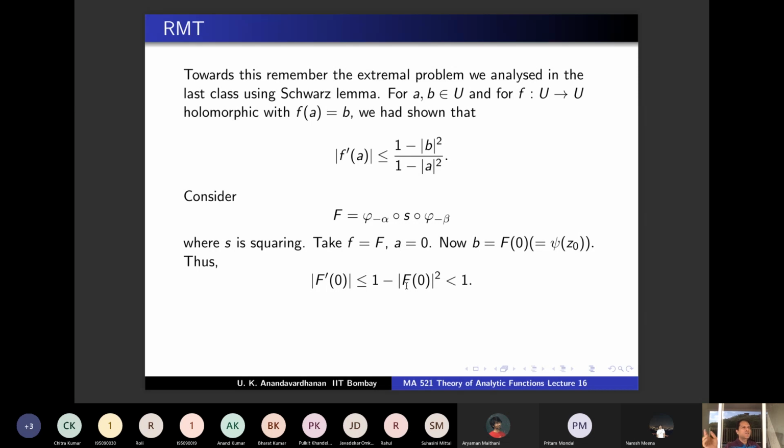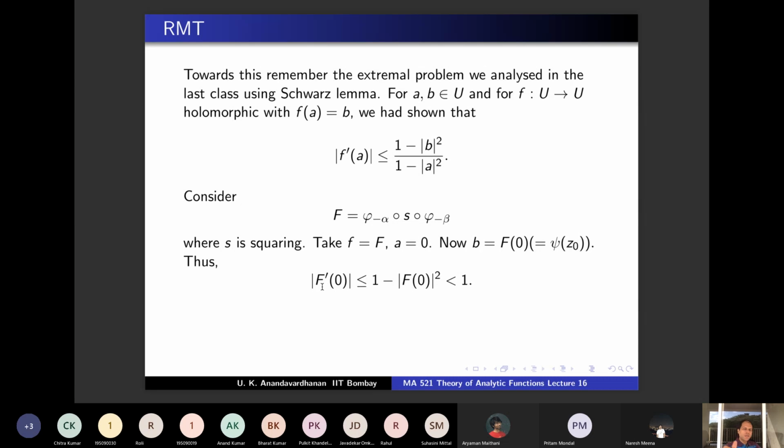And Schwarz lemma has two parts, and the derivative part says if you have a function f with f of 0 equal to 0, then mod of f prime 0 is less than or equal to 1, and equality happens precisely when f is a scalar multiple of the identity function, right? F of z equal to lambda z with mod lambda equal to 1. So if equality happens here, if it's equal to 1, then f of 0 is 0 and mod f prime 0 equal to 1. That will force capital F to be a scalar multiple of the identity.